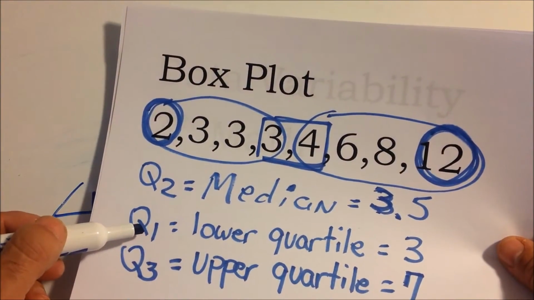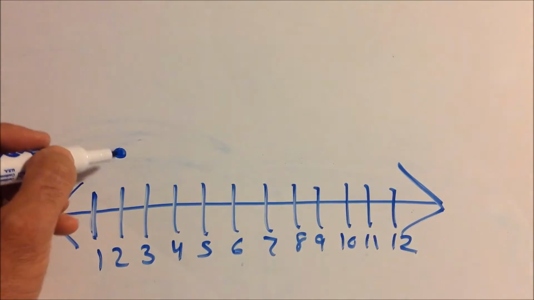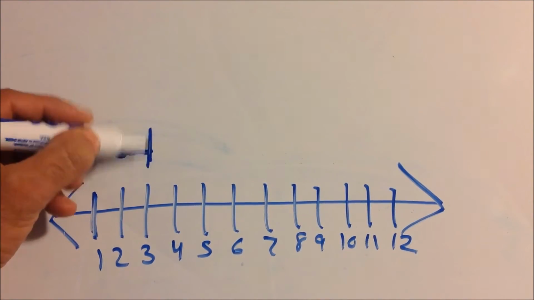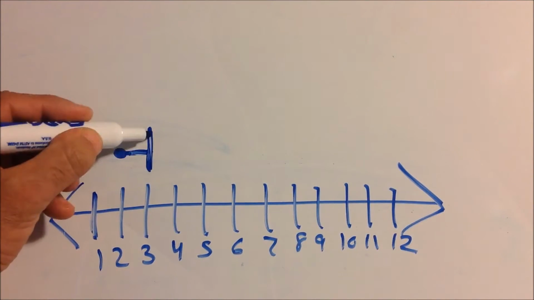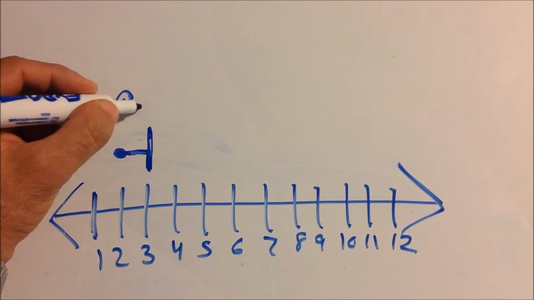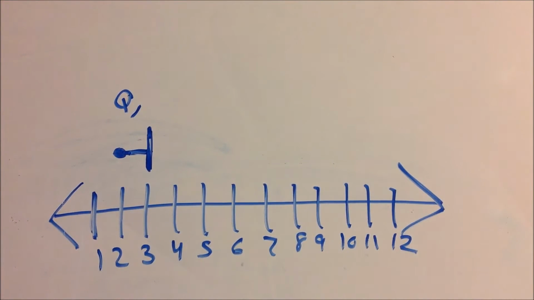And we're going to go all the way to, we find Q1, which was the lower quartile, and it was 3. So we're going to stop at 3. The whisker stops at 3, and we make a line there because we're going to create a box. And that's Q1, or the lower quartile. This is our least value, which is the minimum, or the min.